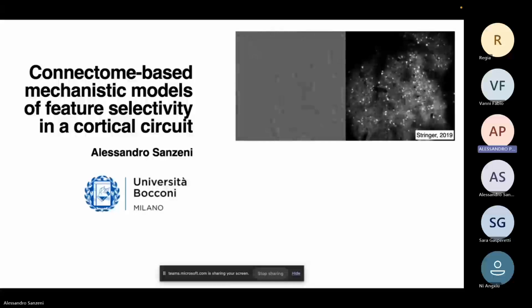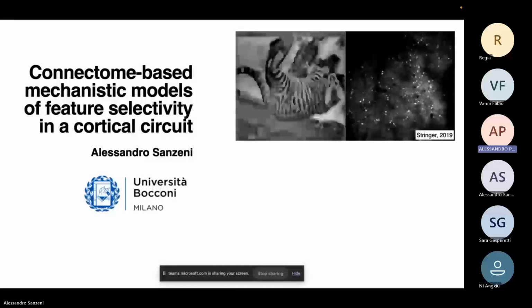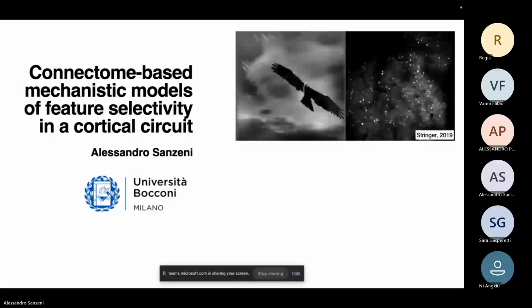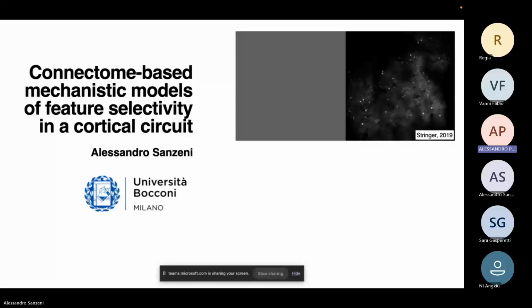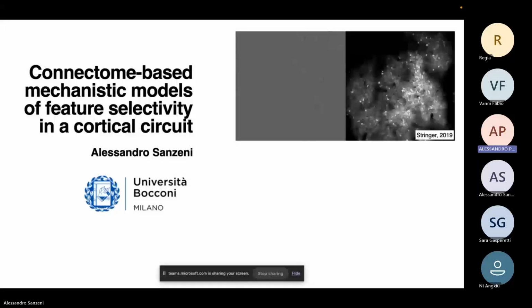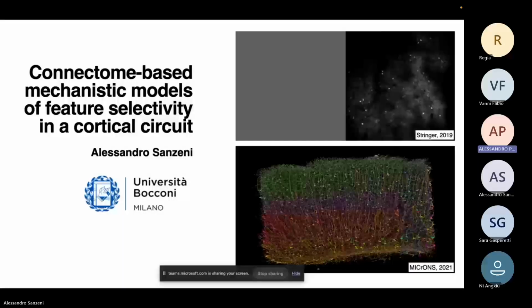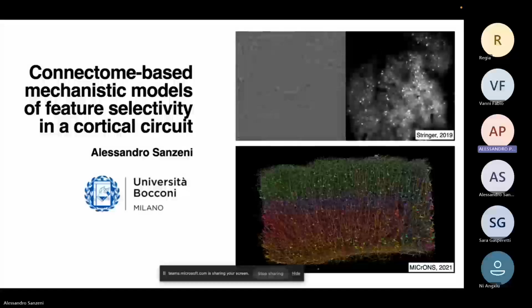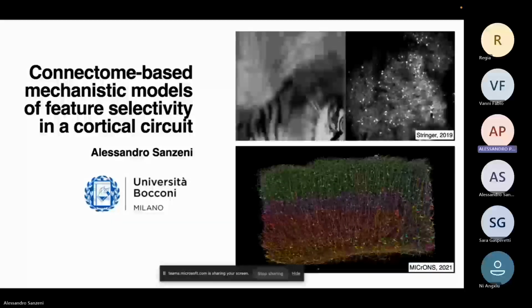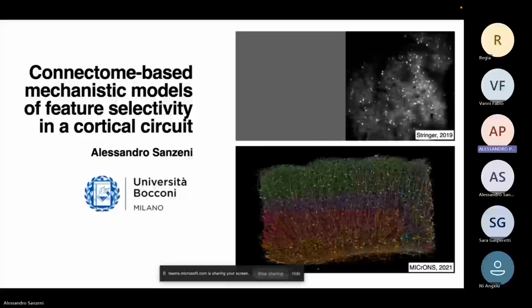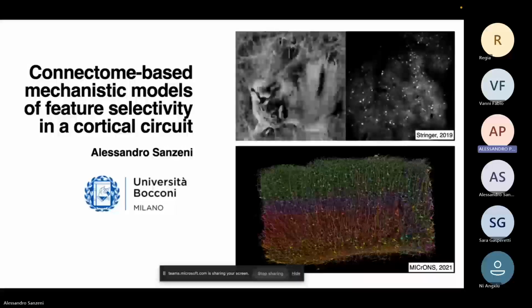And as I will show in a few slides, there are different models that have been proposed to explain the same phenomena. And these models rely on different assumptions about the connectivity in the circuit. Okay, so because of this fact, what we try to do is develop a different approach in which connectivity is not assumed but is taken from data. And in particular, we rely on newly available connectomic data that I will discuss in a few slides.